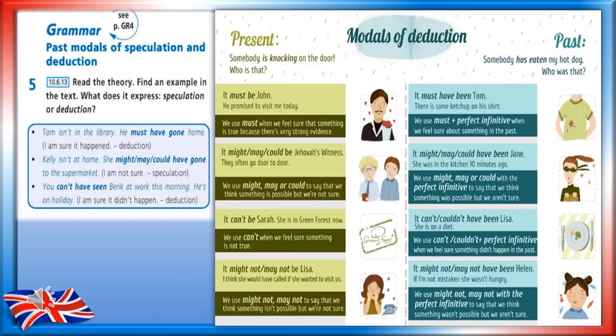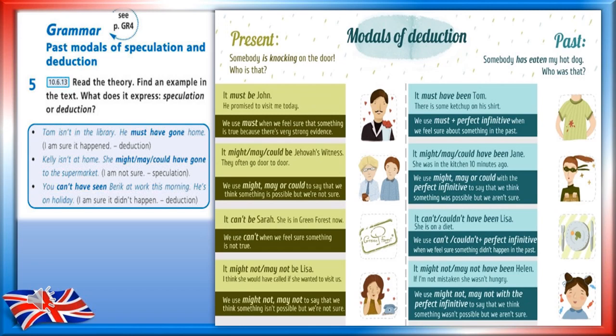Let's learn grammar. Past modals of speculation and deduction. Past form. Somebody has eaten my hot dog. Who was that? It must have been Tom. There is some ketchup on his shirt. We use must plus perfect infinitive when we feel sure about something in the past.